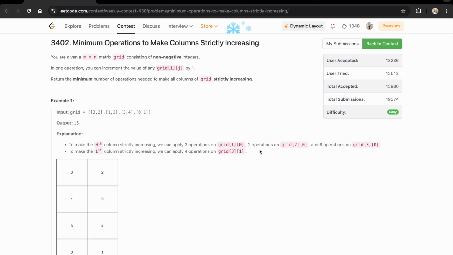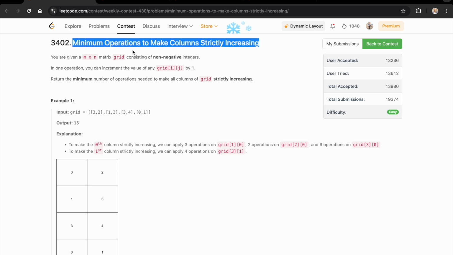Leetcode. Today we will be solving Leetcode weekly contest 430. So let's get started. First we will be solving problem number one. The problem name is minimum operations to make a column strictly increasing.